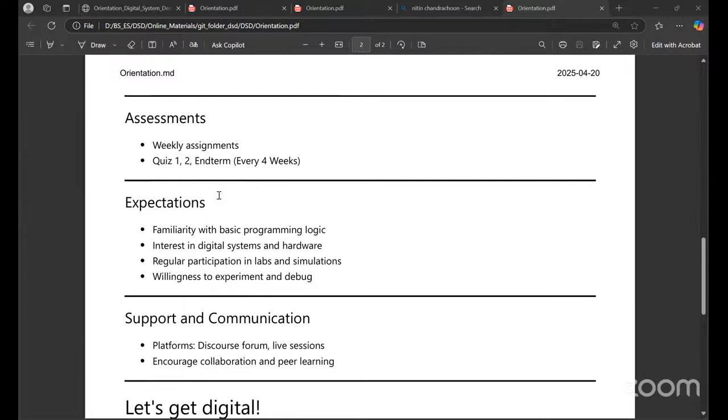I'll share the G space with you once I receive all your email IDs. I'll create a G space and we can connect there. Also, we can discuss on the discussion forum. Yeah, any questions?